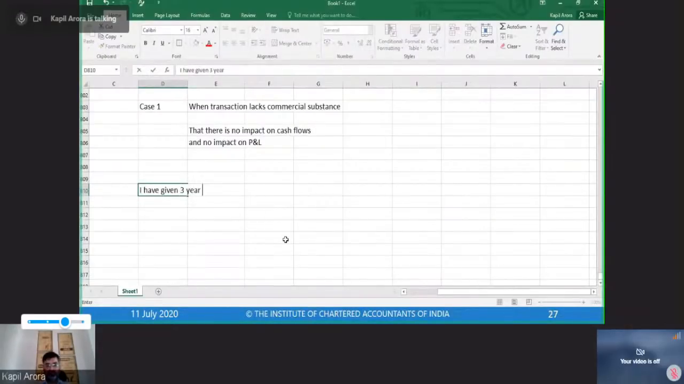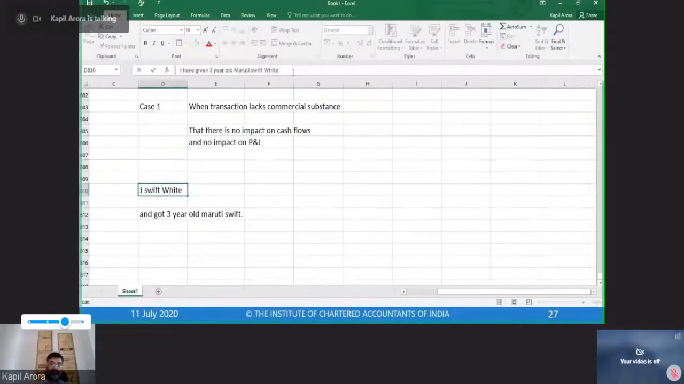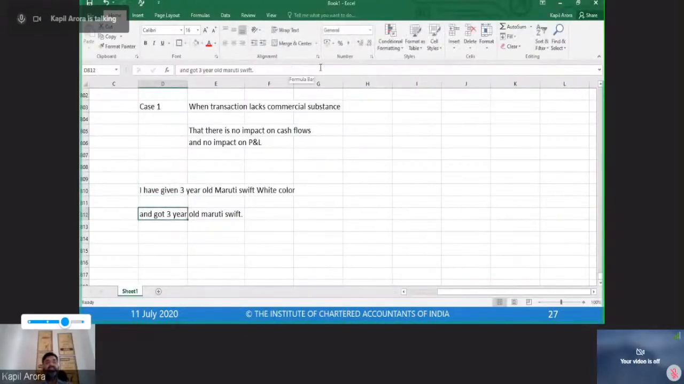When a transaction is losing the commercial substance, for example, I have given a 3-year-old Maruti Swift and got a 3-year-old Maruti Swift. So I exchange my asset. You may ask why I am doing that, but I have exchanged my 3-year-old Maruti Swift, which is white color, with a 3-year-old Maruti Swift with red color.